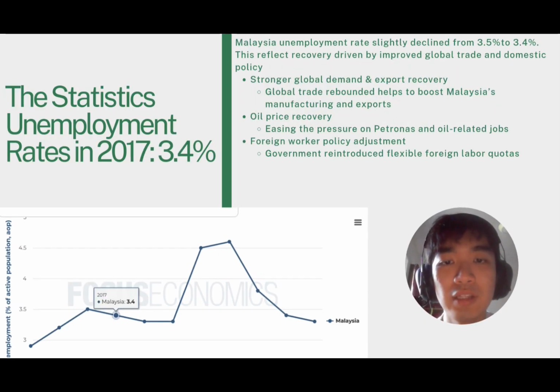In 2017, Malaysia's unemployment rate slightly declined from 3.5% to 3.4%. This reflects recovery driven by improved global trade and domestic policy. Stronger global demand and export recovery helped to decrease the unemployment rate. Next, oil prices also recovered and helped Petronas and other oil-related jobs. The government also reintroduced flexible foreign labour quotas.